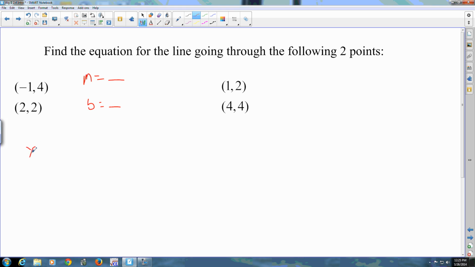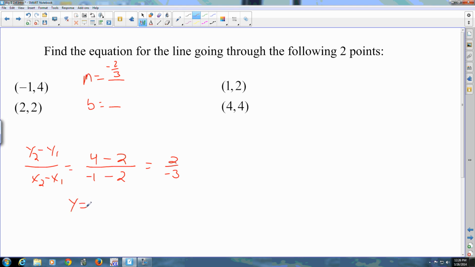Finding slope, remember that's y sub 2 minus y sub 1 over x sub 2 minus x sub 1. So I usually draw the fraction bar with the subtraction signs first, fill the numbers in, 4, 2, -1, 2. So you have 2 over -3. So that's your slope, -2/3. The negative can go up or down, doesn't matter. So you got to find your y-intercept now.